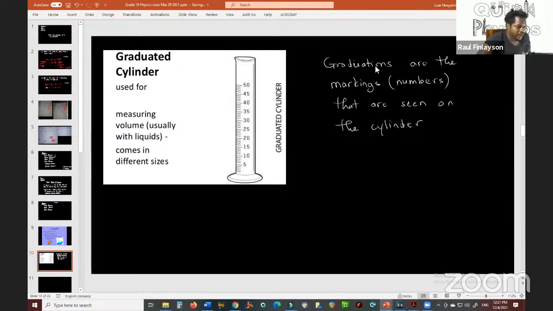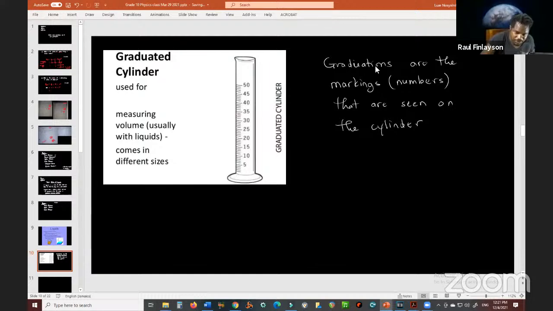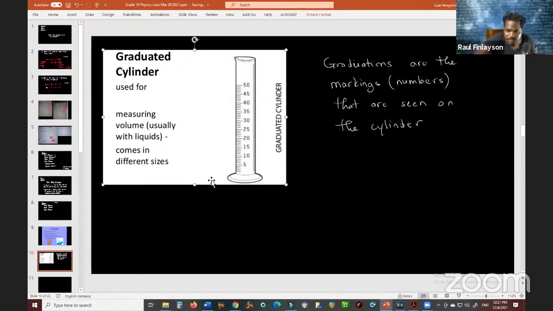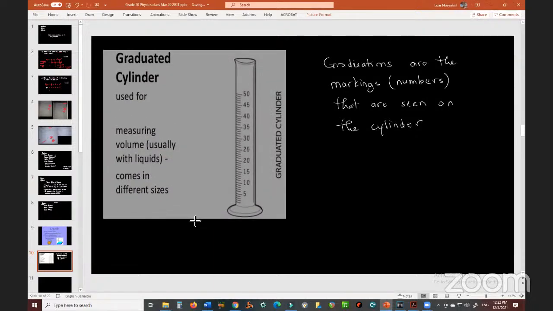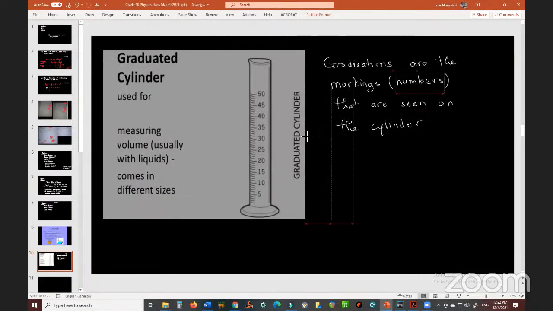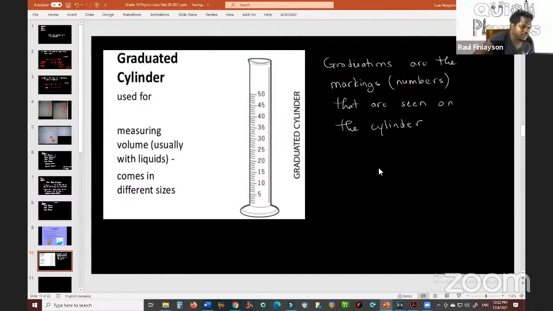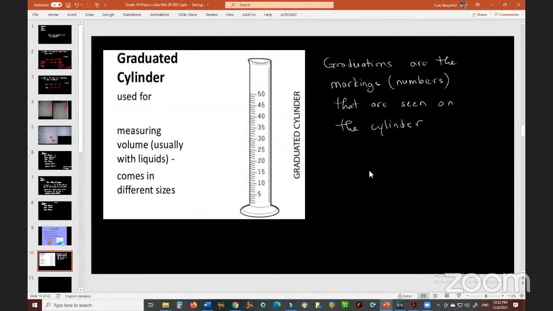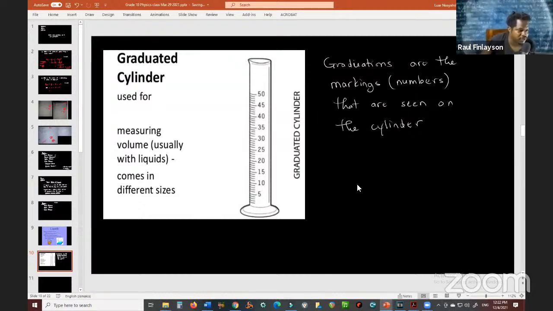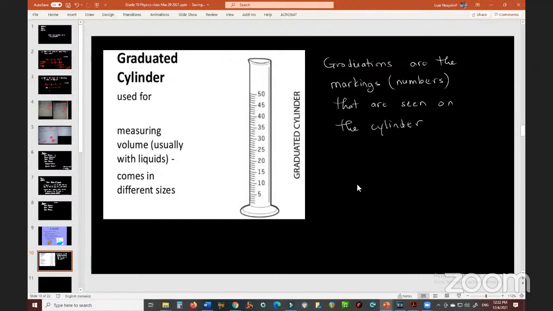If I ask you a question, what is the smallest gradation on the measuring cylinder here? You're going to look for the smallest number, but then there's a trick to it. What's the smallest number you're seeing on this diagram here? 5, sir. Very good. The smallest number is 5, but don't you see some markings below 5? Yes, sir. So those markings mean something. What do you think these small markings mean?